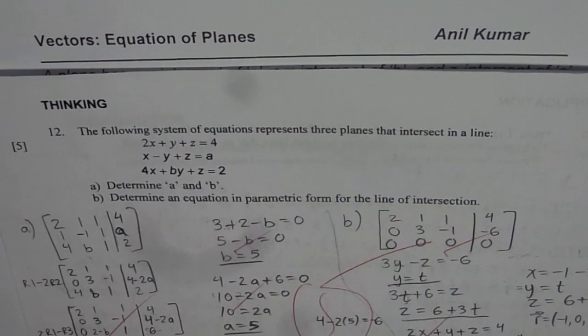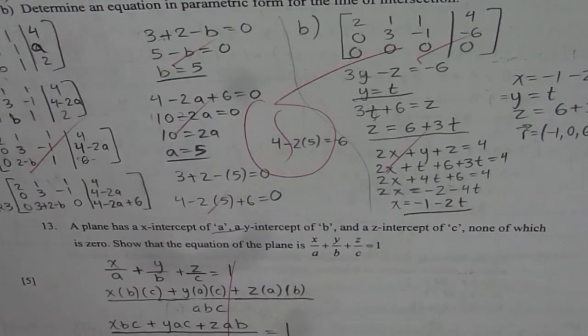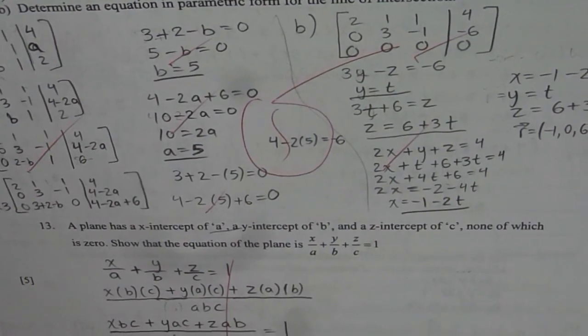Now here we have two thinking questions. I'll do one of them in this particular video. You can always pause the video, copy the question. Question number 13: a plane has an x-intercept of a, a y-intercept of b, and a z-intercept of c, none of which is 0. Show that the equation of the plane is x over a plus y over b plus z over c equals 1. So that is the question which we are going to solve now.